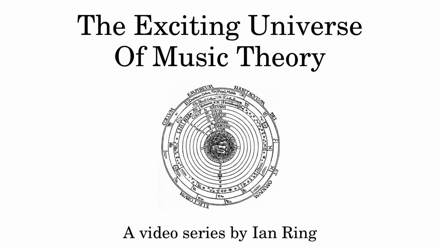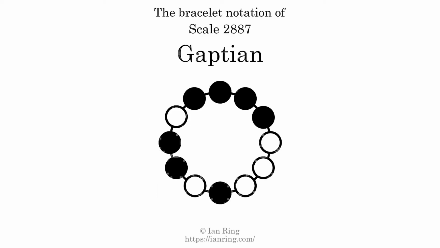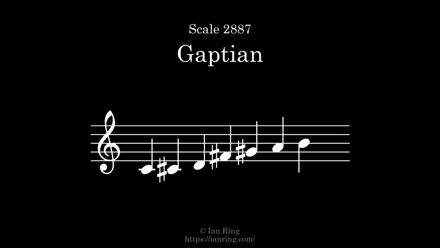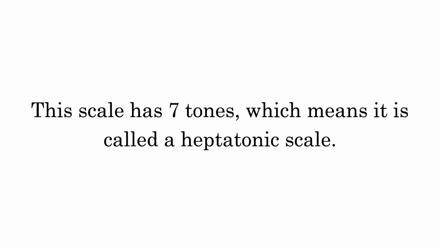Welcome to the exciting universe of music theory. Are you ready to learn? Then let's begin. Today we will talk about scale 2887, Gaptian, which sounds like this. This scale has 7 tones, which means it is called a heptatonic scale.